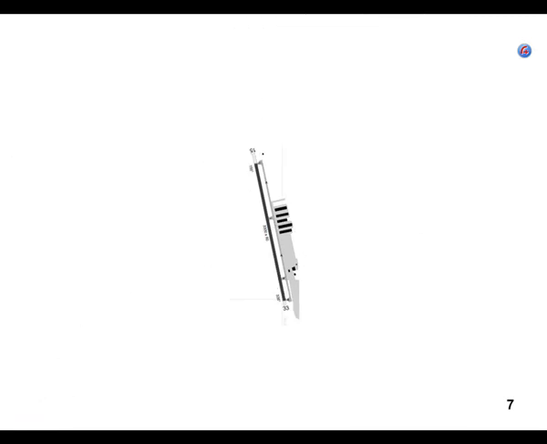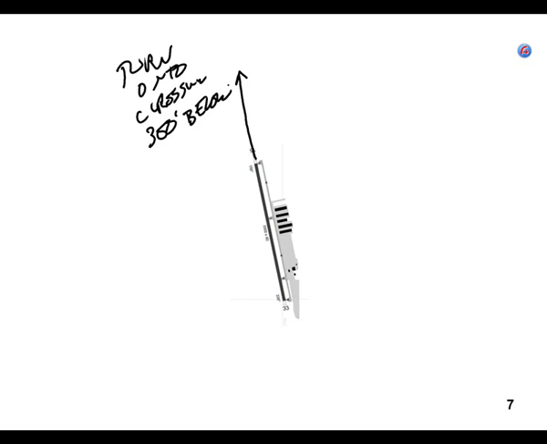So we're going to take off, and we're going to turn onto crosswind 300 feet below traffic pattern altitude. Yeah, Jonathan.